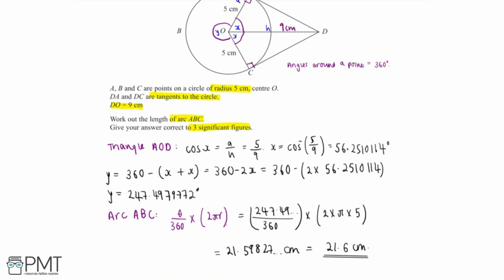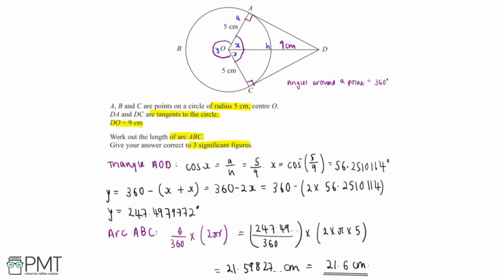Now this question is worth 5 marks, so let's take a look at where these marks are allocated. The first mark is for recognising the angle OAD and angle OCD are equal to 90 degrees, which we've shown in our diagram. And now the second mark is for using trigonometry to set up an equation for the angle DOA, which we called X. And so we said that cos X is equal to 5 over 9, giving us that second mark.